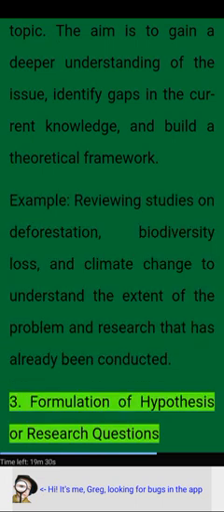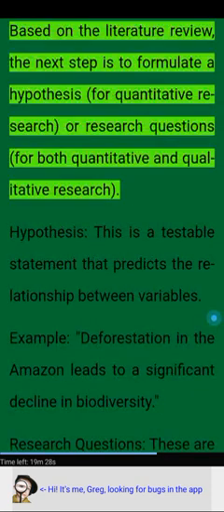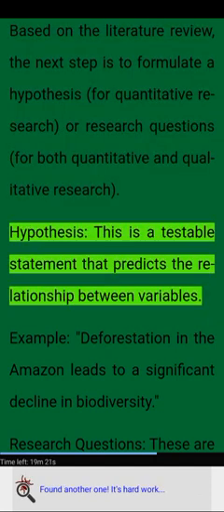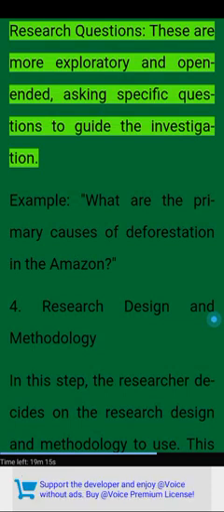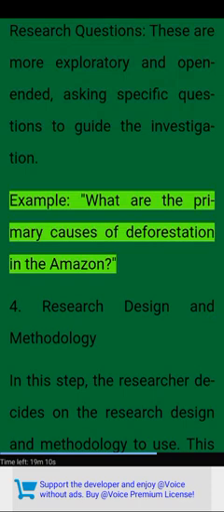3. Formulation of hypothesis or research questions. Based on literature review, the next step is to formulate a hypothesis for quantitative research or research questions for both quantitative and qualitative research. Hypothesis. This is a testable statement that predicts the relationship between variables. Example, deforestation in the Amazon leads to a significant decline in biodiversity. Research questions. These are more exploratory and open-ended, asking specific questions to guide the investigation. Example, what are the primary causes of deforestation in the Amazon?